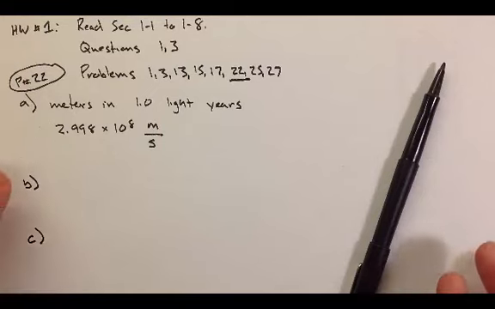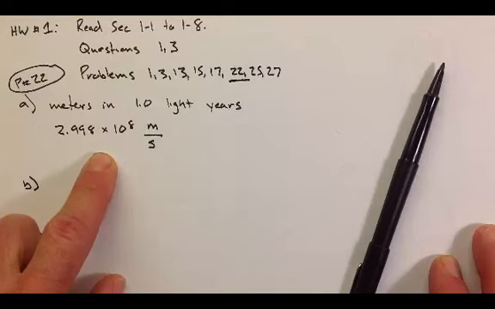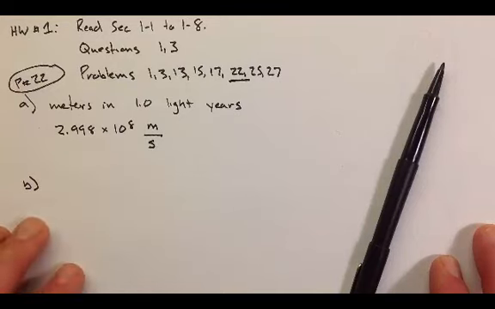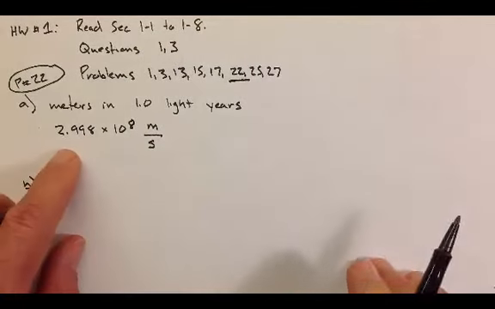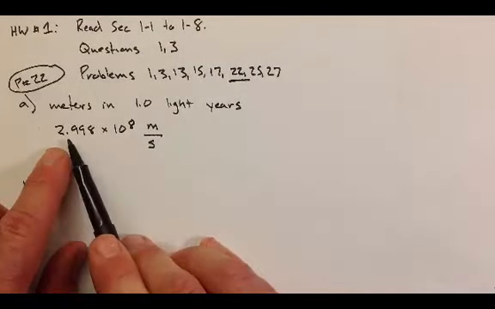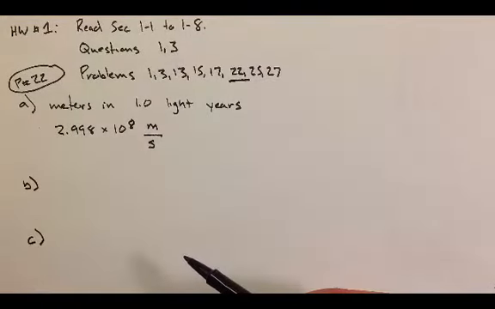Problem 22 talks about a light year. There are 3 parts, and in part A, the question asks, how many meters are in a light year? It tells us that light travels 2.998 times 10 to the 8th meters per second. Notice this number's in scientific notation, meaning we just have a number that's between 1 and 10 and an exponent there. So we're going to do a little bit of dimensional analysis here.